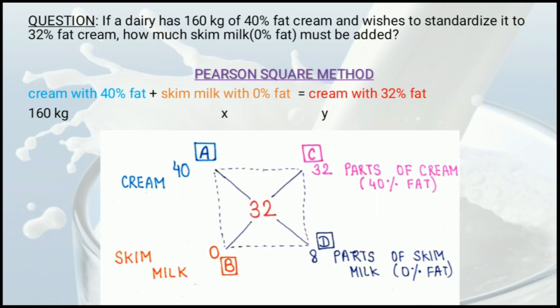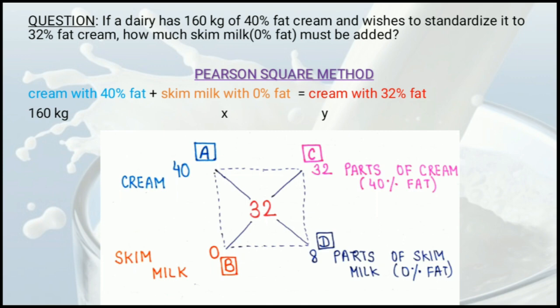On the left side, at corners A and B, we will write the amount of fat in the products which we have. We have cream which has 40% fat and skim milk which has 0% fat. So at corner A, we will write the fat content of the cream which has 40% fat, and at B, we will write the fat content of skim milk. So I have written 40 at A and 0 at B.